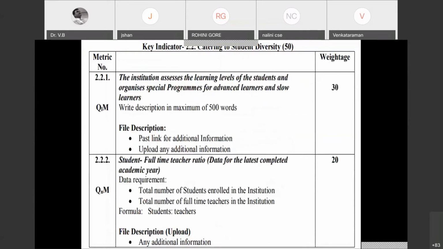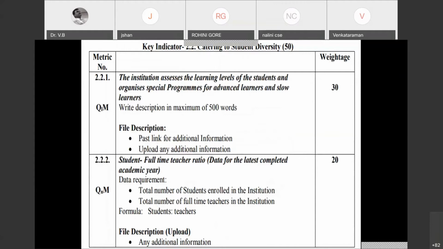Next subheading is 2.2, that is how diversified is your student community. When we say diversification, what we mean is the quality of the students who are coming in. So it says for advanced learners, for average learners, and slow learners. It is a qualitative matrix.